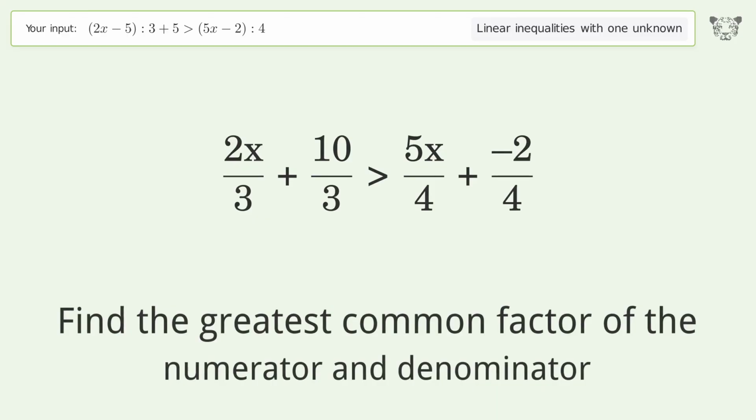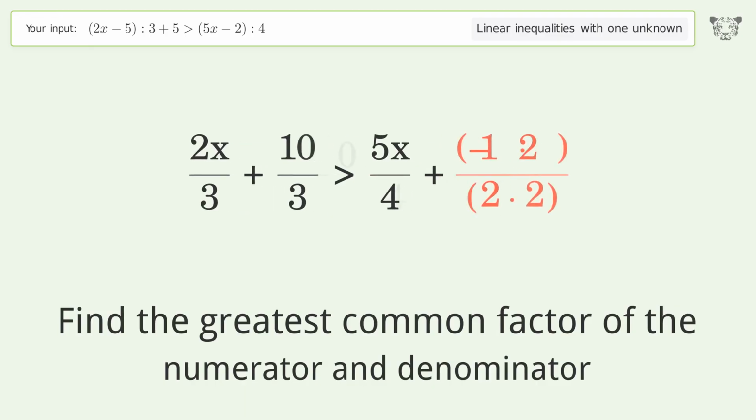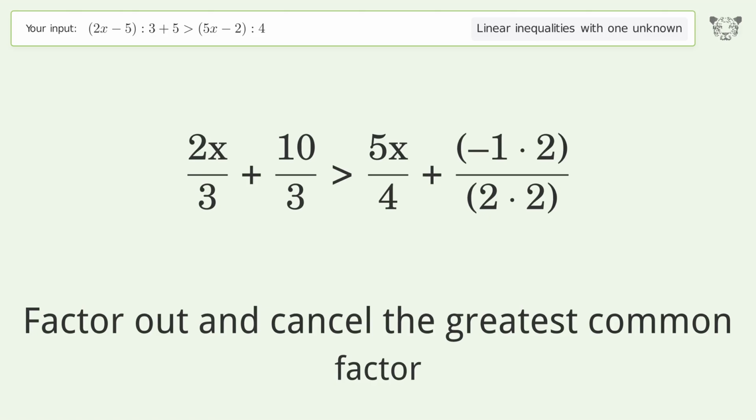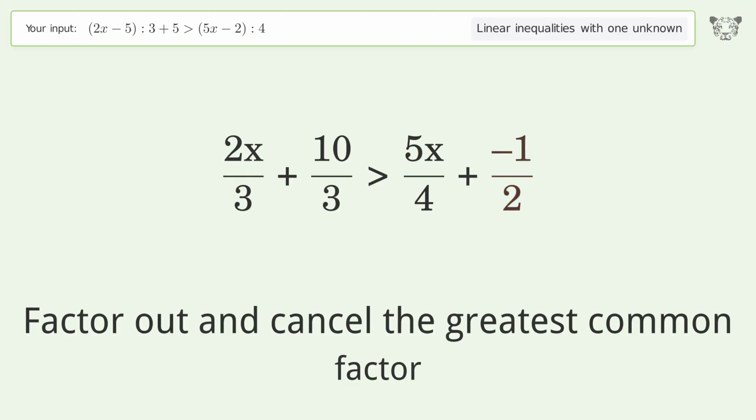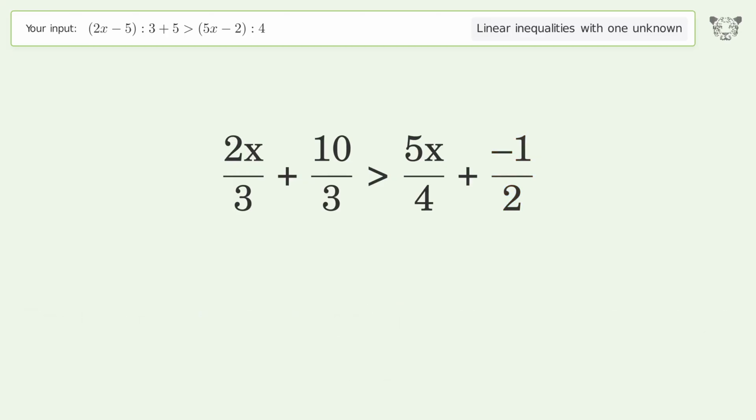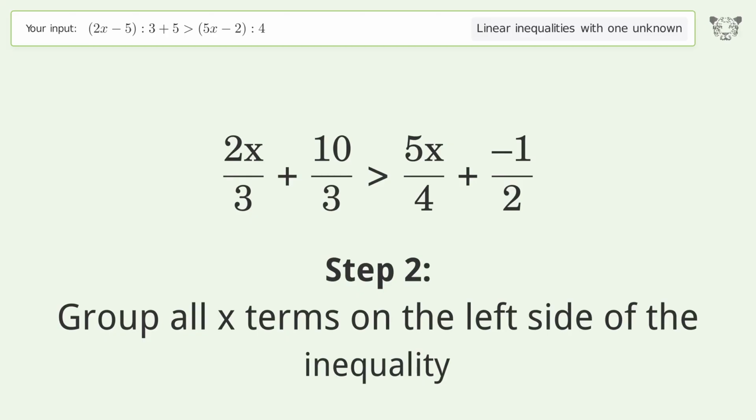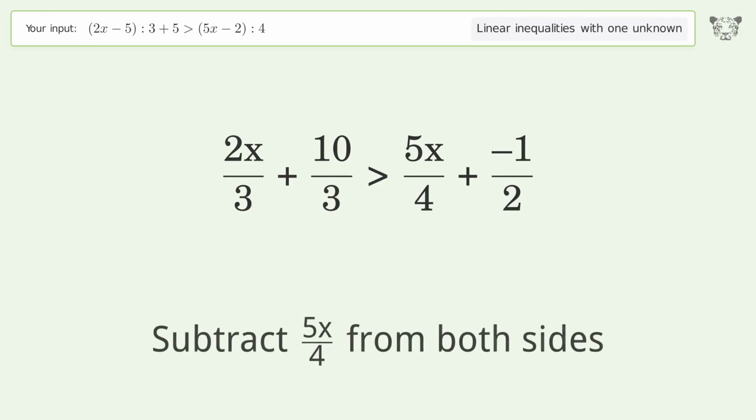Find the greatest common factor of the numerator and denominator. Factor out and cancel the greatest common factor. Group all x terms on the left side of the inequality. Subtract 5x over 4 from both sides.